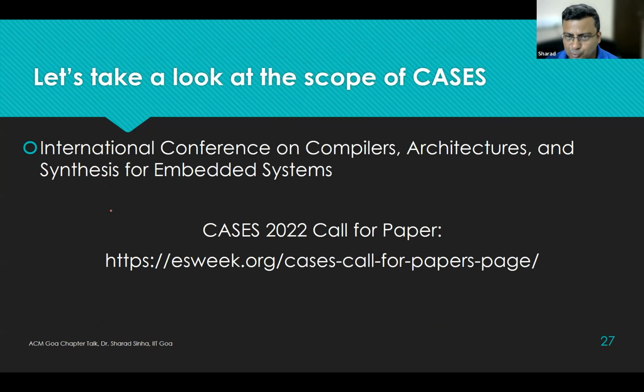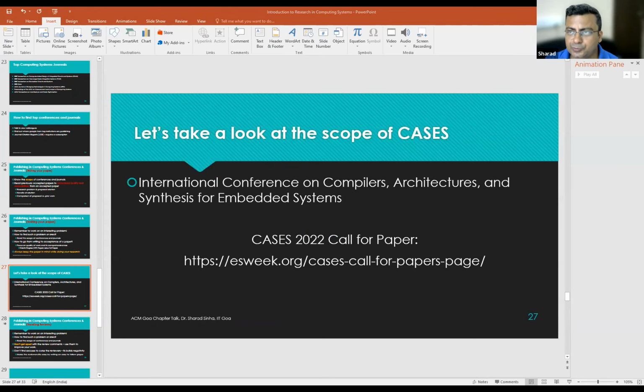I will very quickly show you the scope of CASES as an example, because I thought this is a good way to show this. This is the CASES conference, and I'm only showing you the call for WIP papers. Of course, there is a call for full length papers, but the conferences are typically organized into tracks, and you can see here that there is AI systems and applications of AI at edge, and there's a whole bunch of keywords there. There's embedded systems and IoT.